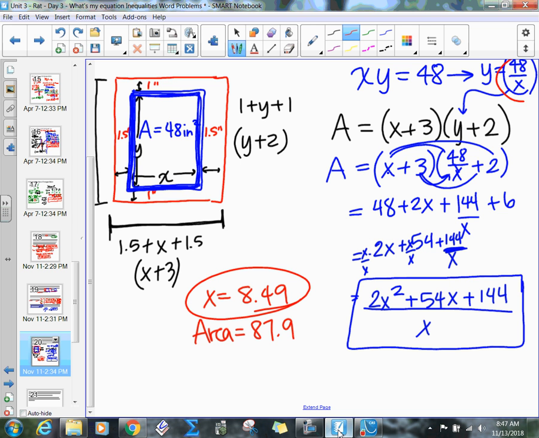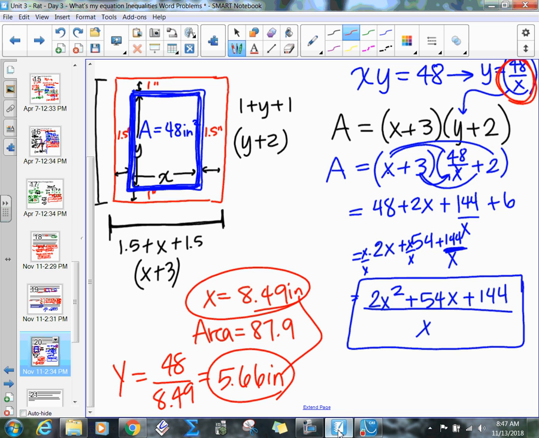I'm going to go back over here and plug in to find my y value. I'm supposed to find my dimensions. So y equals 48 divided by this 8.49, which means that is 5.66 inches. This is inches as well. Those are your two dimensions. Okay. That one was very complicated. Don't worry about it too much.